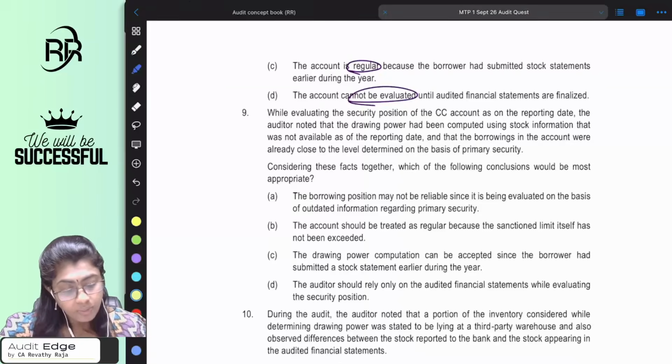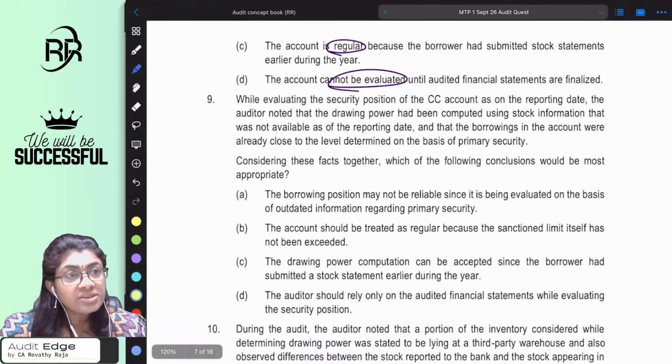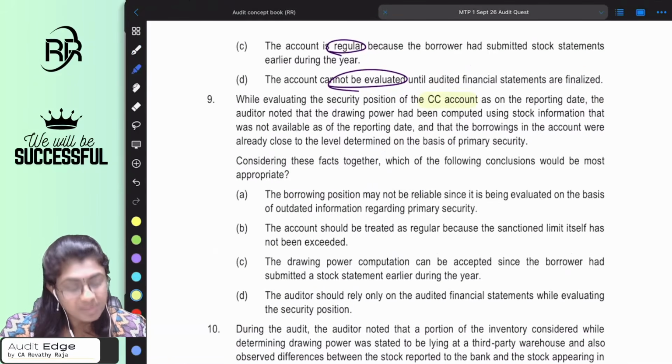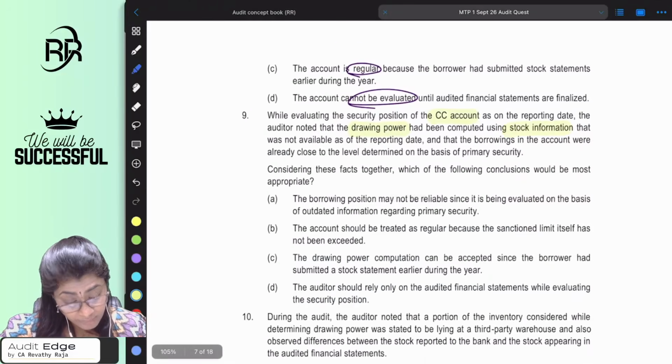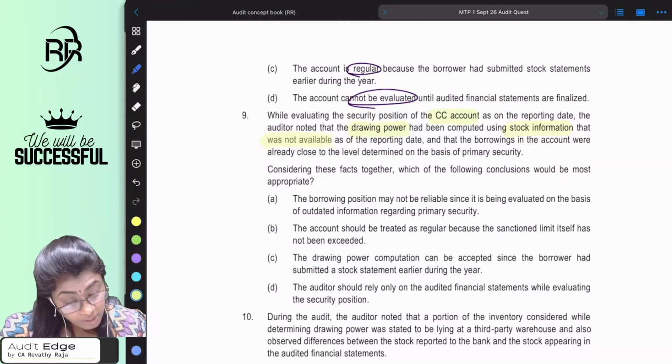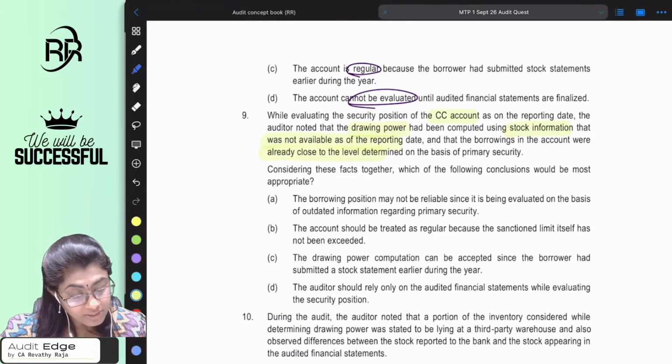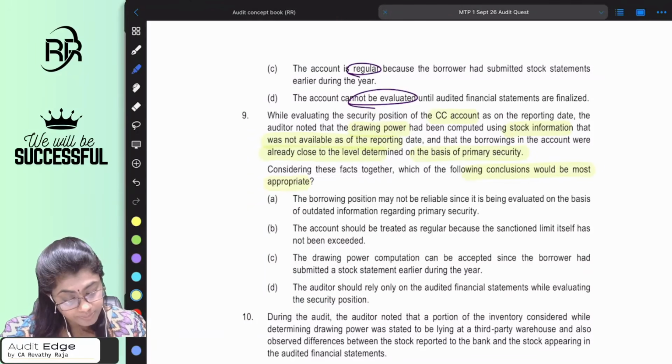Ninth one. While evaluating the security position of CC, cash credit, on the reporting date, the auditor noted that drawing power has been computed using stock information that was not available on the reporting date, and the borrowings in the account were already close to the level determined on the basis of primary security. Considering these facts, which of the following conclusions will be appropriate?